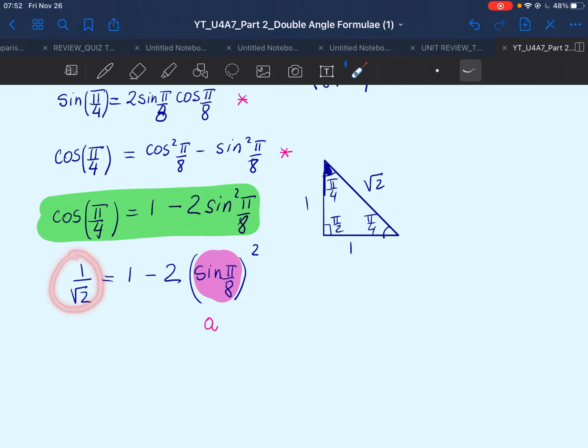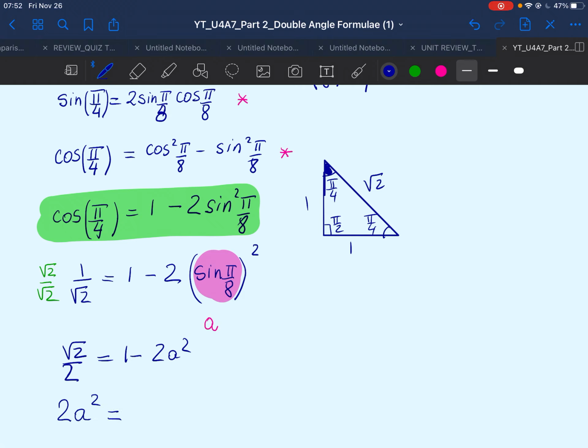Another thing that I would suggest we do is rationalize the denominator. So instead of 1 over root 2, multiply by root 2 over root 2, to have a denominator that is not in radical form. So that will make root 2 over 2 equals 1 minus 2a squared. So I would take negative 2a squared to the left side. That becomes positive. And then 1 minus root 2 over 2. Continue simplifying here. You will find this unit very heavy in algebra and calculations. So the more you practice, the faster and better you become at it.